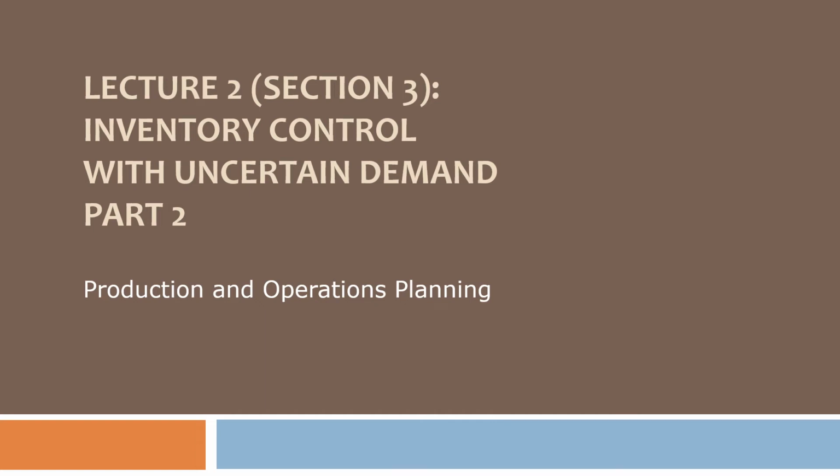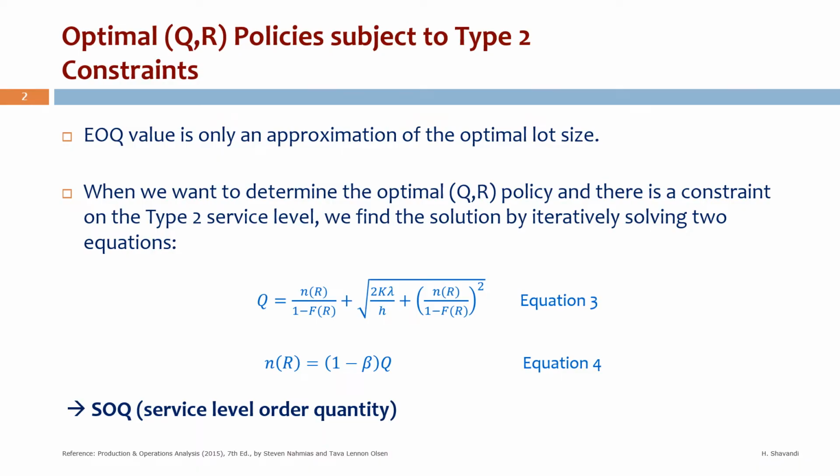Lecture 2 or Chapter 5, Inventory Control with Uncertain Demand, and this is the second part of Section 3. So now let's have the optimal QR policies subject to Type 2 service level constraint. As you remember in the previous part, I said that the EOQ for Type 2 service level is not optimal, but it's a good approximation, right? But here we want to obtain the optimal order quantity, not the EOQ.